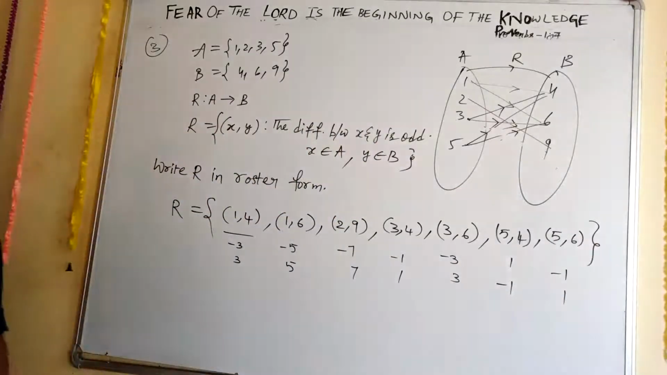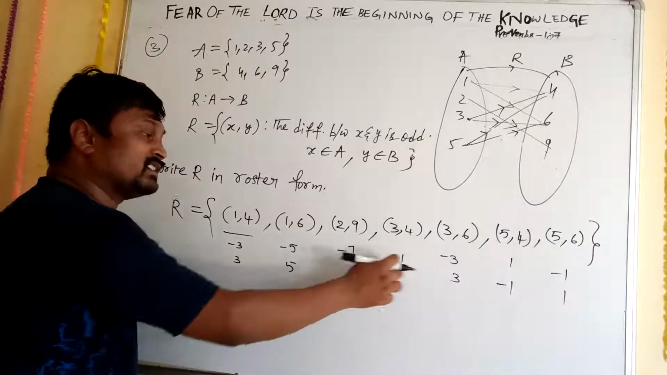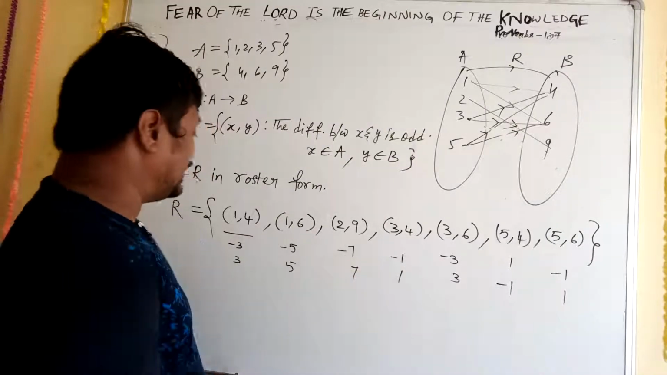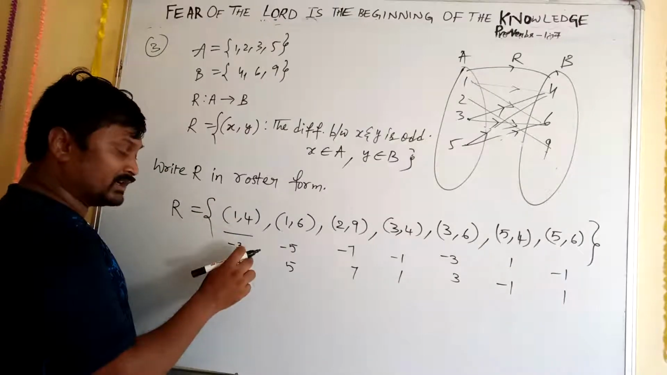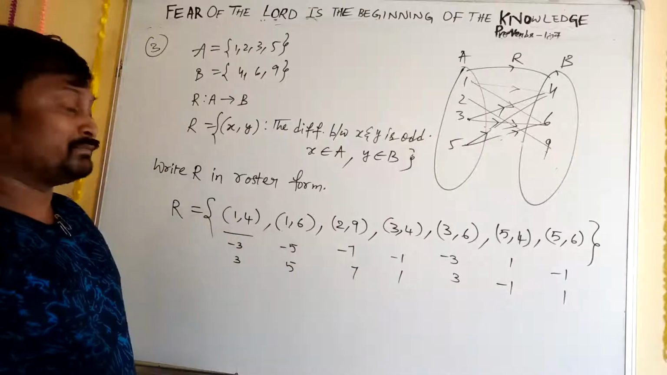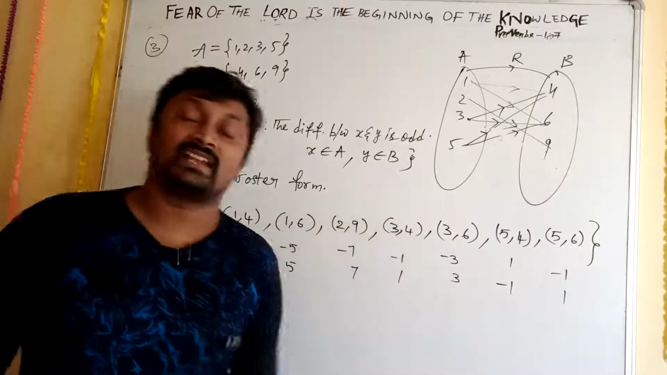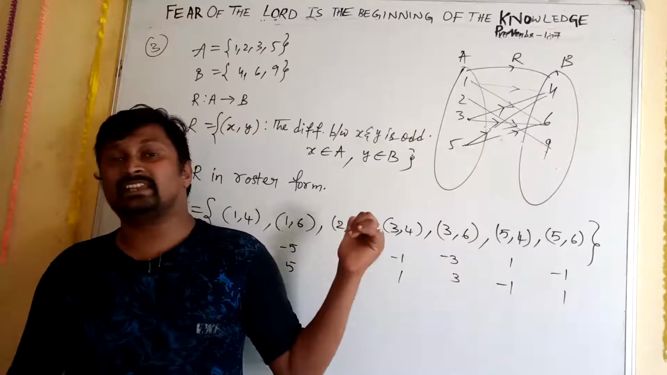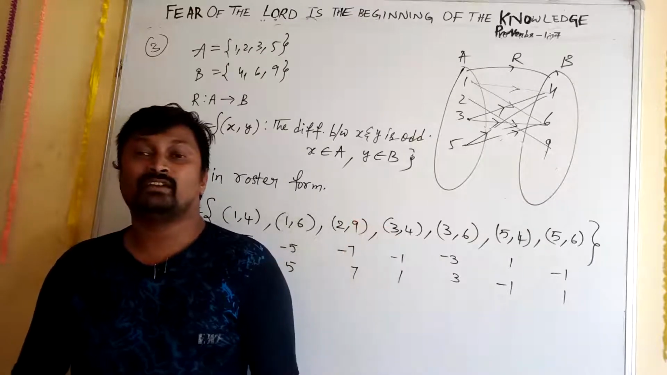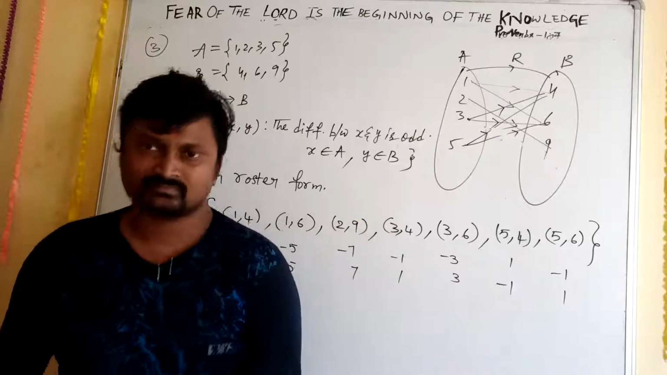You are observing that in all the places you are getting an odd number. So either you subtract x minus y or y minus x, however, you are getting an odd number. That was the reason these are relations. Okay, available relations are these. Okay, clear? I hope you all understood now.